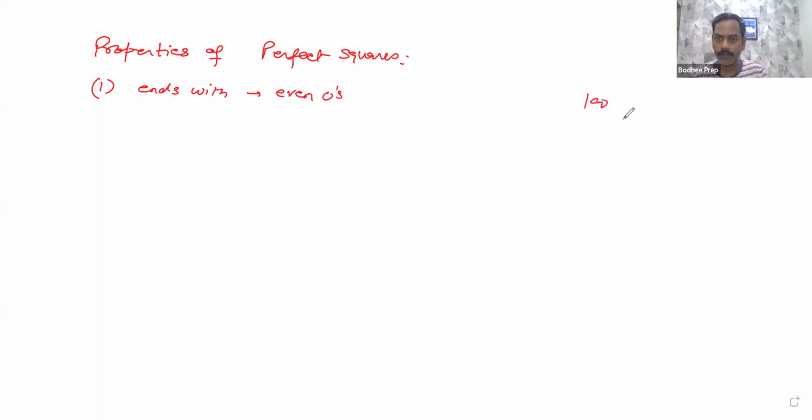For example, 100 is a perfect square. It has 2 zeros at the end, right? 1000 is not a perfect square. Why so? Because it has 3 zeros. So it will never be a perfect square. We will not be finding any number for which the square is 1000. That's the first thing, which is a basic observation.